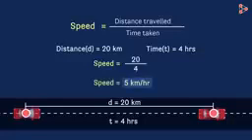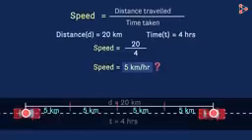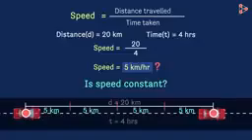Look at the value carefully. What does it tell us? Does it mean that our object travelled 5 kilometers in every hour? Or in other words, does the value of speed say that the object travelled at a constant speed?